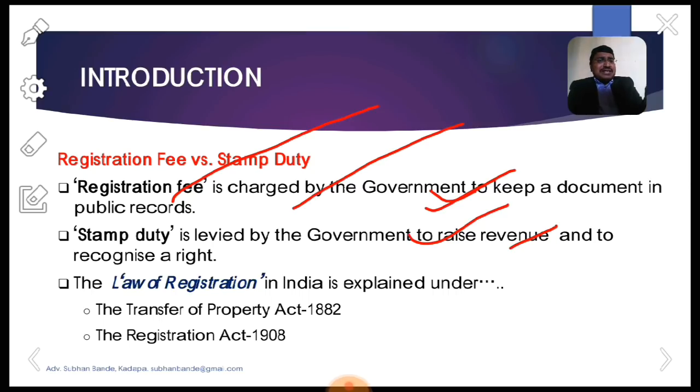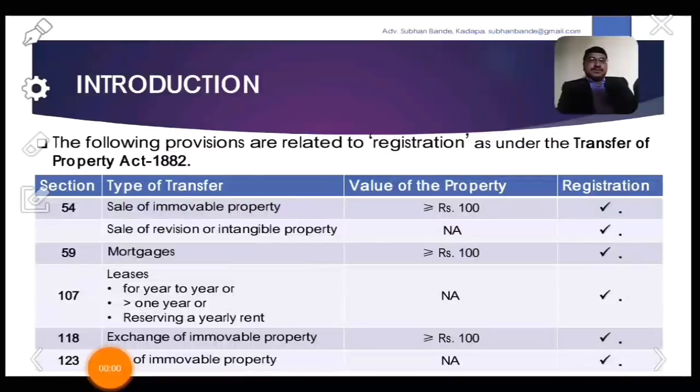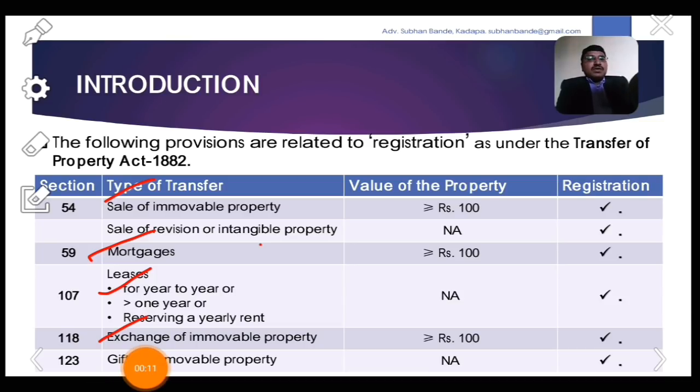Now, the law of registration in India is explained under the Transfer of Property Act 1882 and the Registration Act 1908. Coming to the Transfer of Property Act, Sections 54, 59, 107, 118 and 123 of Transfer of Property Act are related to registration of instruments. As per Section 54, registration is compulsory for the sale of immovable property of the value 100 rupees or upwards.